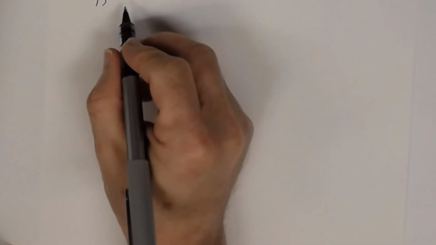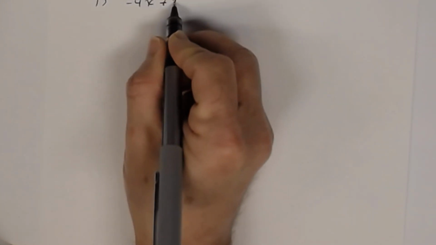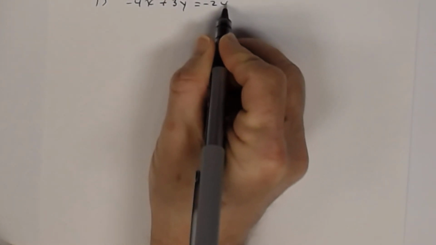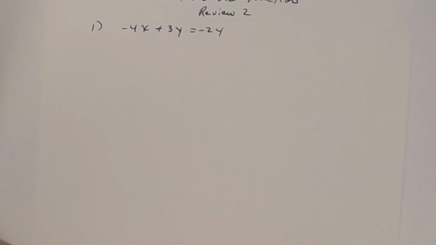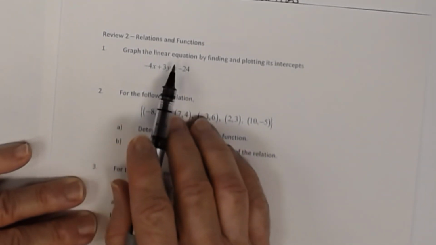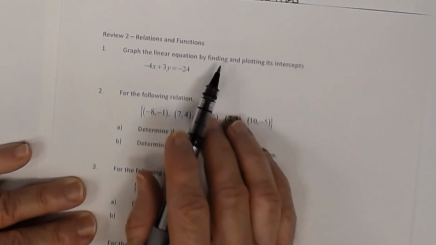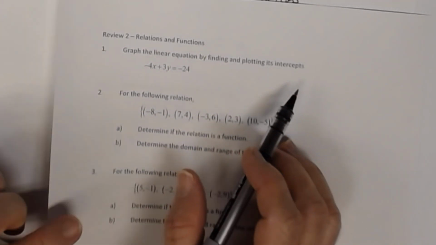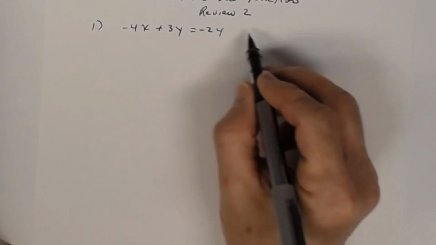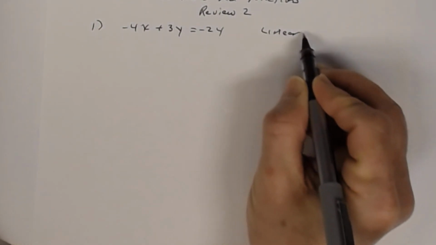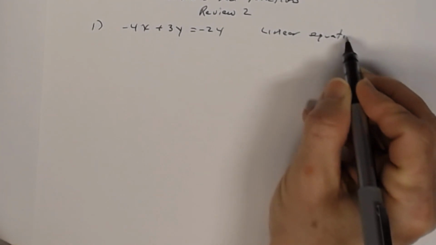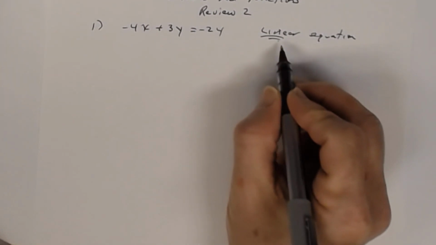So number one, we have this linear equation, negative 4x plus 3y equals negative 24. The problem says you want to graph this linear equation by finding and plotting the intercepts. Remember, this is a linear equation, and the graph of a linear equation is a line.